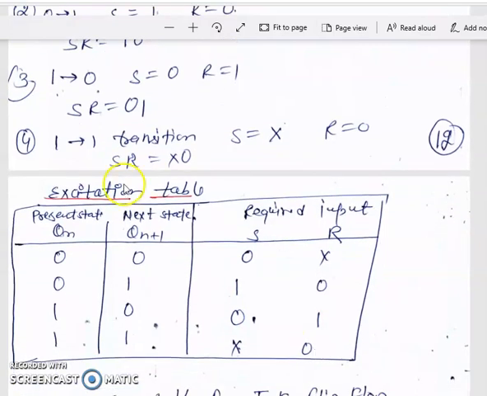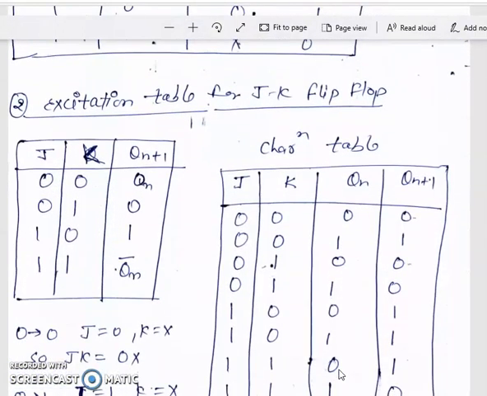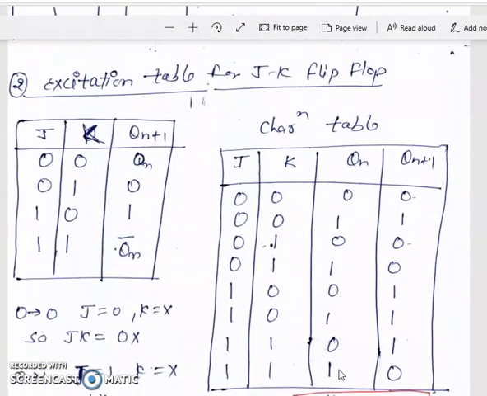And the next transition is 1 to 1. For the 1 to 1 transition, we have the S and R values, that is don't care and 0. So write here don't care and 0. In this way, we can design the excitation table for any flip-flop. This is the excitation table of the SR flip-flop. Okay, move to the excitation table for the JK flip-flop.